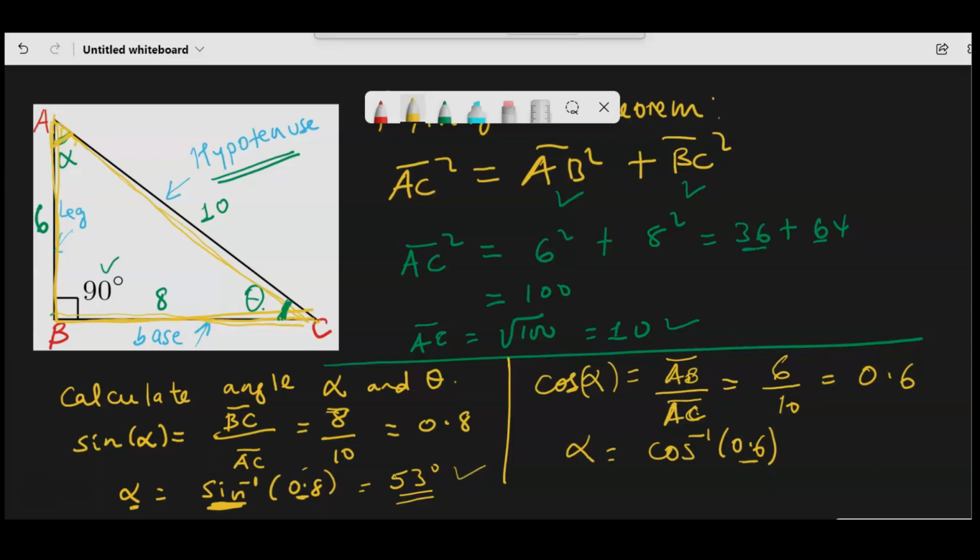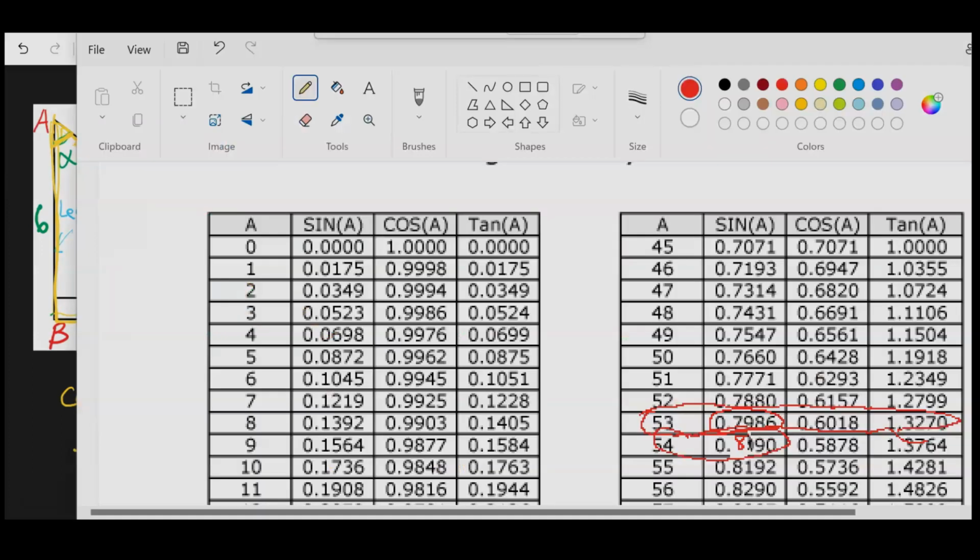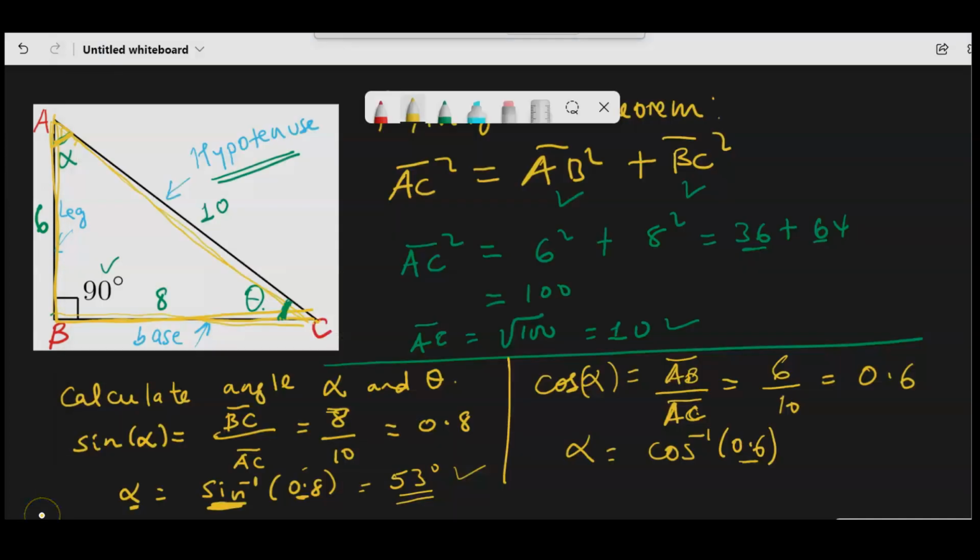Okay, let's go back to the table and search for 0.6 for cosine inverse. It's right here, 0.6, which is still 53. So this is pretty much the same. You can use either the sine function or the cosine function. They should always give you the same result. So the cosine inverse of 0.6 is exactly the same as the previous angle, 53.